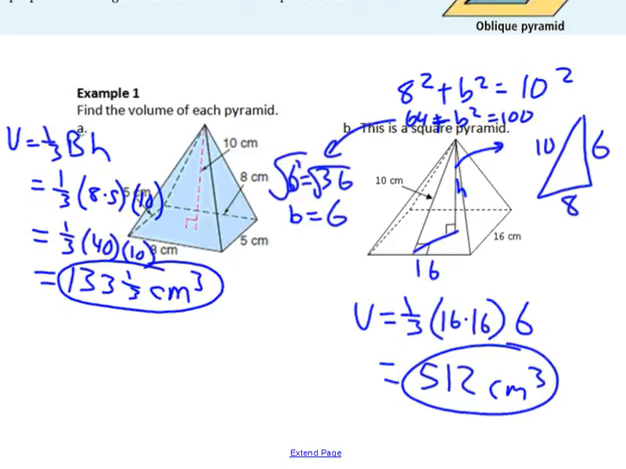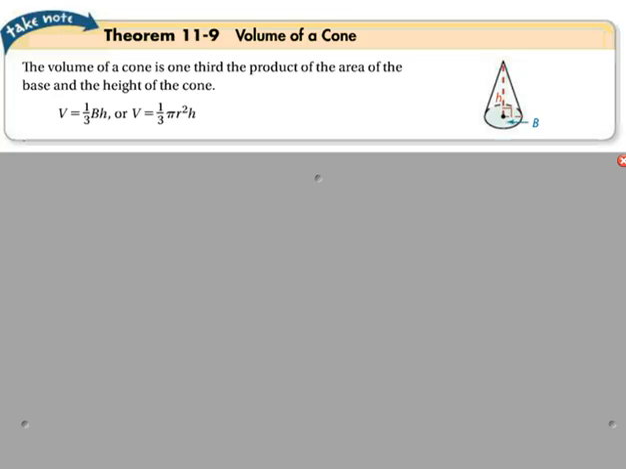Let us look at the volume of a cone now. The volume of a cone is 1/3 the product of the area of the base times the height. Weird, same thing. The only thing different about this is you find the area of a circle, because a cone has a circle base, different than a regular polygon.